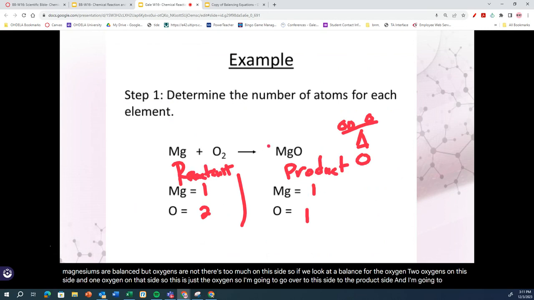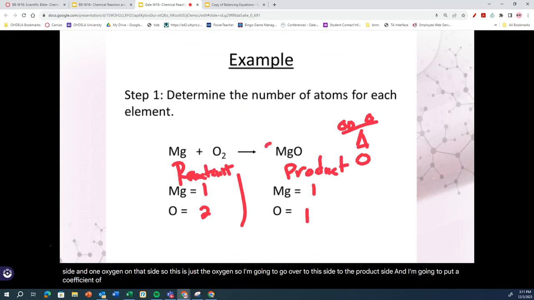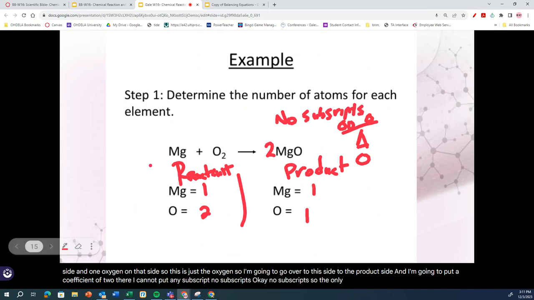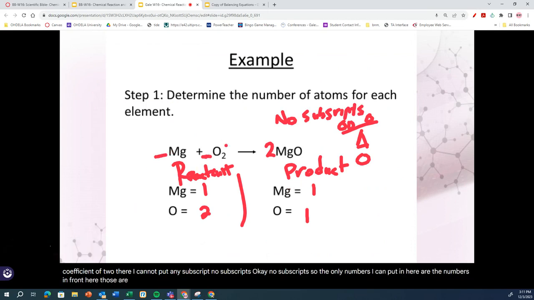And I'm going to put a coefficient of 2 there. I cannot put any subscripts, no subscripts. So the only numbers I can put in here are the numbers in front here. Those are the coefficients, only coefficients.